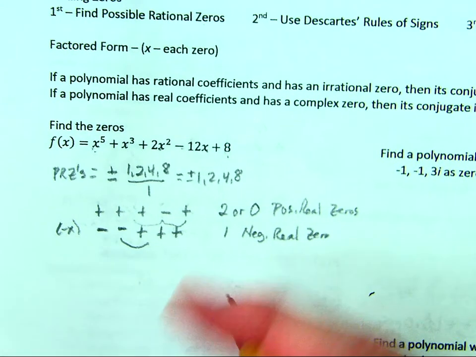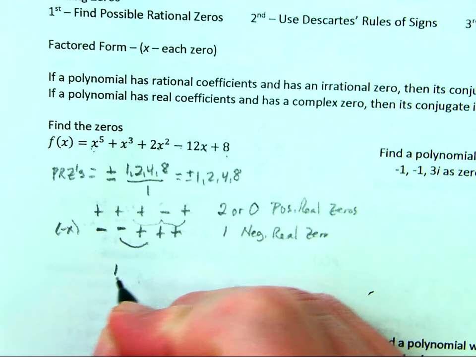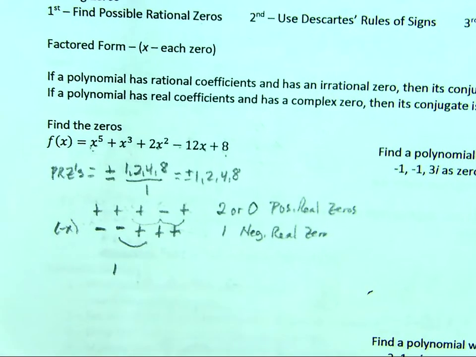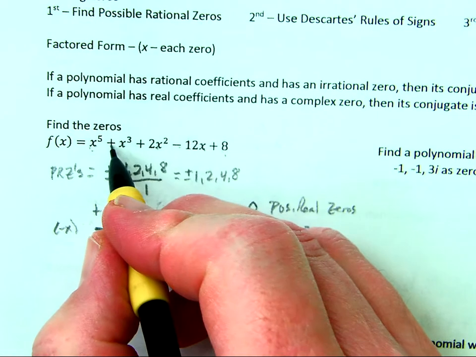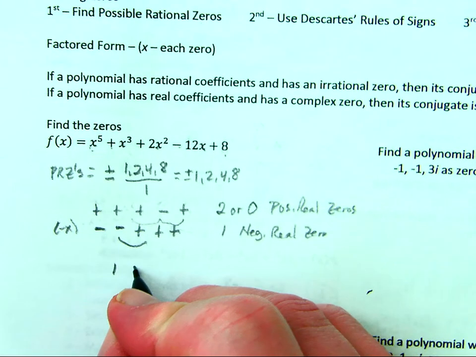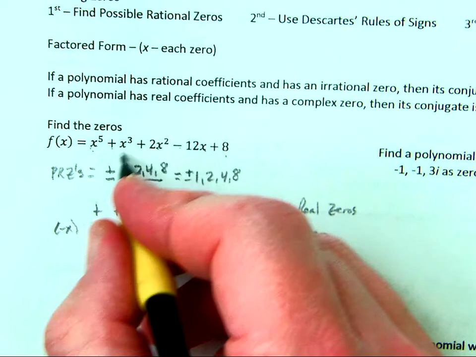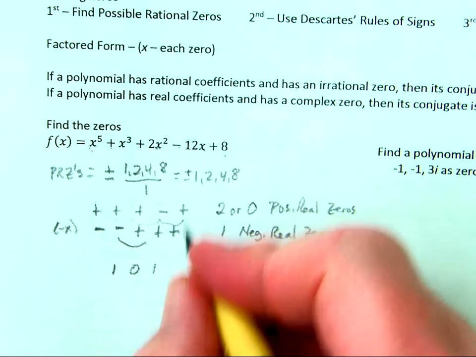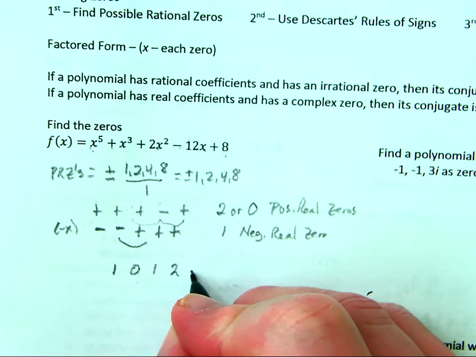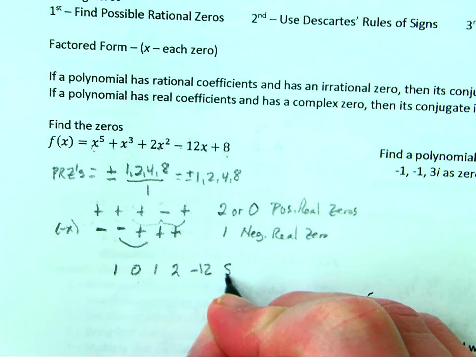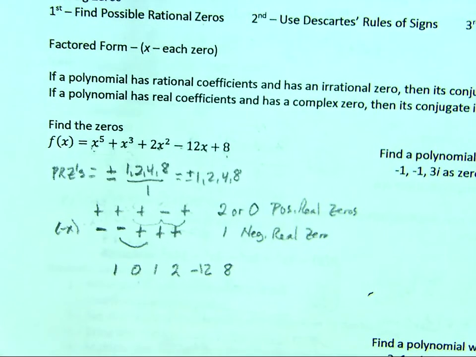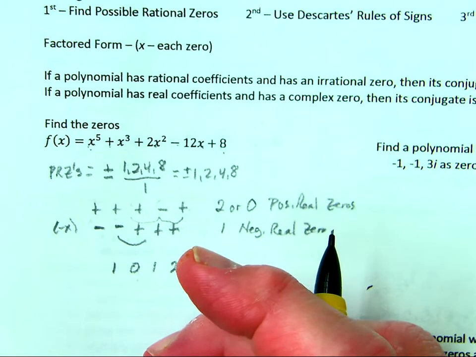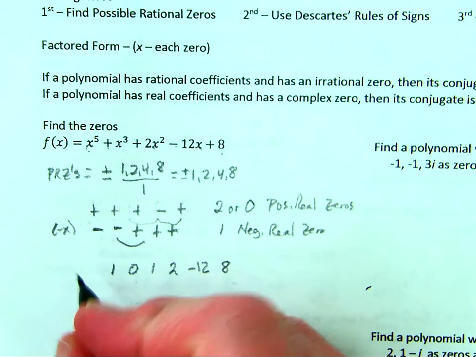So now for synthetic division, we have 1x to the fifth. We're going to put down our coefficients. Be very careful. If one of them's missing, you have to put a 0. So notice there's no x to the fourth here, so I have to put a 0. Then there's 1x cubed. There's 2x squared. There's a negative 12x, and there's an 8. So there's our coefficients.